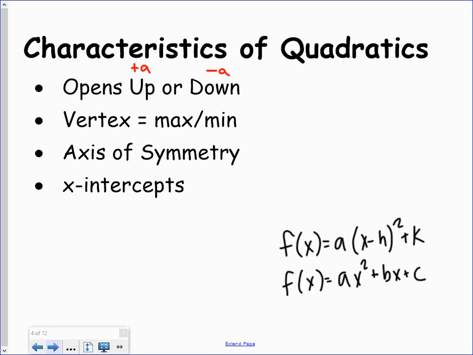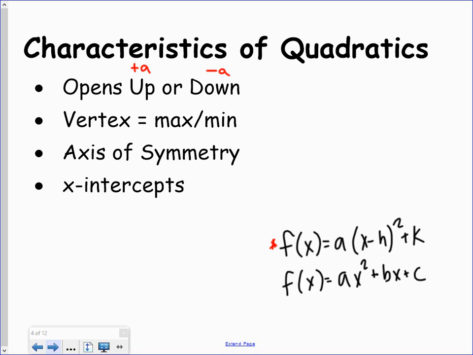k is the vertical shift. Okay? In the first one, a would be a vertical stretch or shrink. This one doesn't have transformations. It has the a, b, and c, so it's just a coefficient.